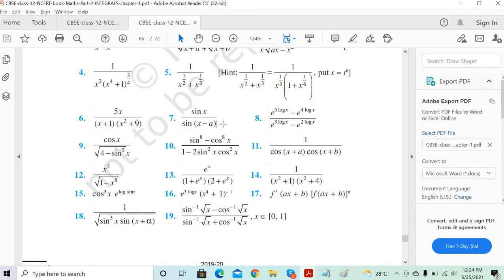Sin x in the numerator is there, no? Numerator you can write in the form of x minus a. Numerator you can write in the form of sin bracket x minus a plus a. Then you can apply the sin a plus b formula. It becomes easier, no? Yes, sir.